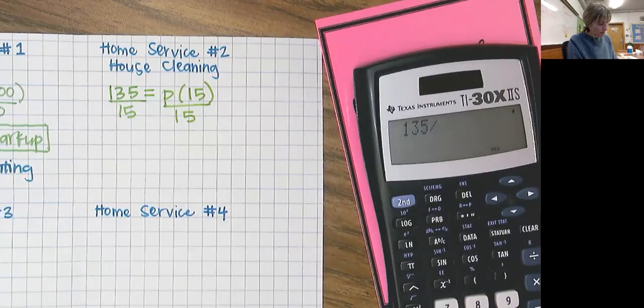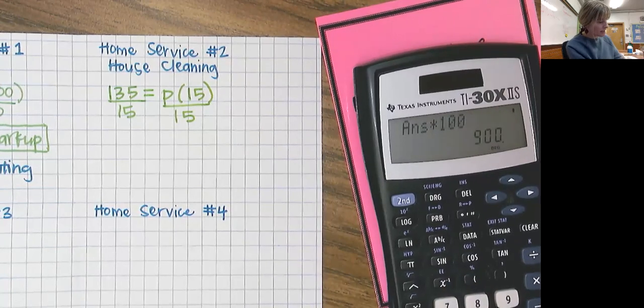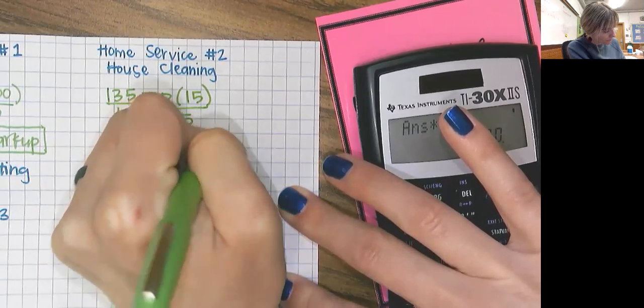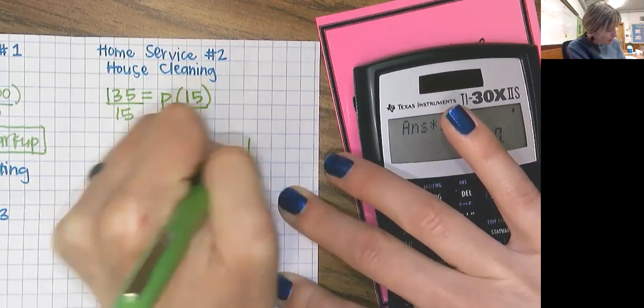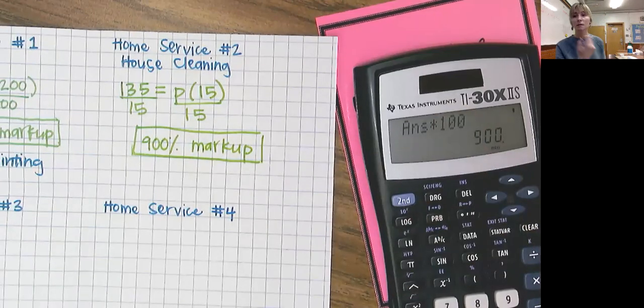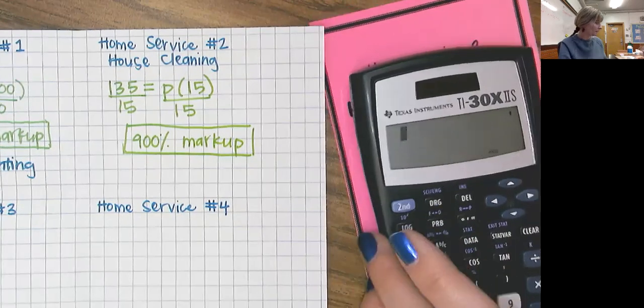135 divided by 15. Remember, that's a decimal times by 100, and it's a 900% markup. It will cost you about 900% more to hire someone to do it than to just do it yourself. Which makes sense. So why do we hire anybody to do it? So that we don't have to do it ourselves. Because sometimes you don't want to go to work all week long and then spend your entire weekend scrubbing the house.